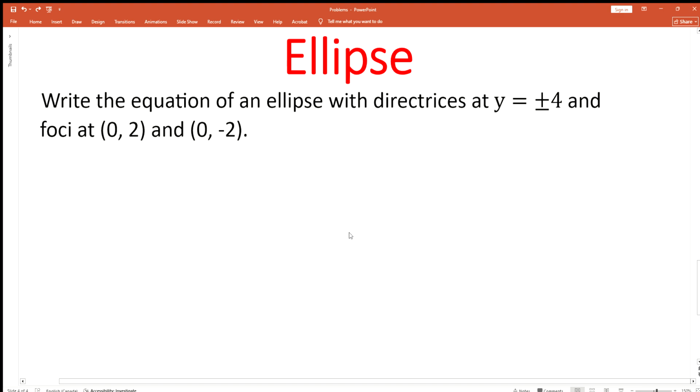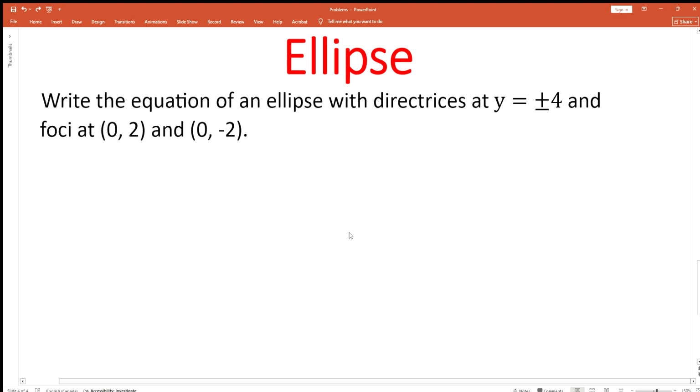In this video, we'll solve this problem using the concepts of ellipse. As per the problem, write the equation of an ellipse with directrices at y equals plus minus 4 and foci at (0, 2) and (0, -2).